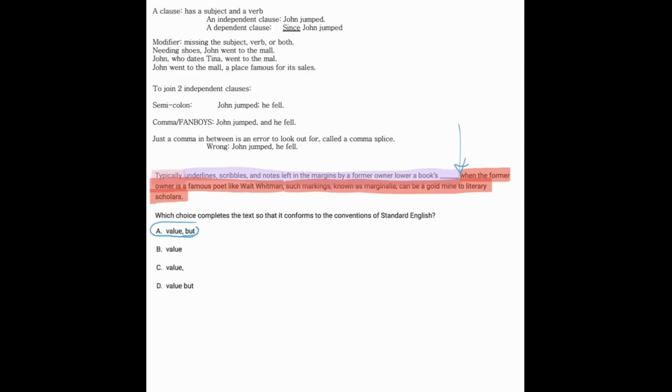So this one here is perfect because there is also a contrast. So we have our comma, fanboys, B, but is the B in fanboys, and there is a contrast going on because typically these things lower the value, but if the person's famous, these things are a gold mine. So the answer here is A.